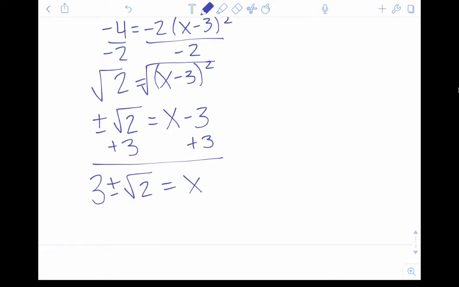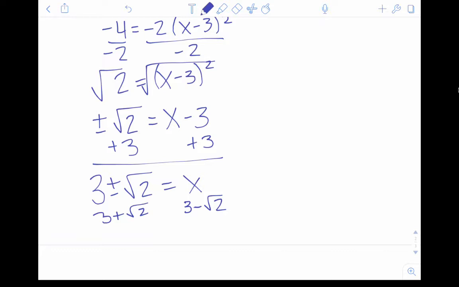Well, the square root of 2 is not a perfect square, so I kind of have to estimate this. I can either estimate it in my head or I can calculate it out. But I do know that my x-intercepts are going to be 3 plus rad 2 and 3 minus rad 2.